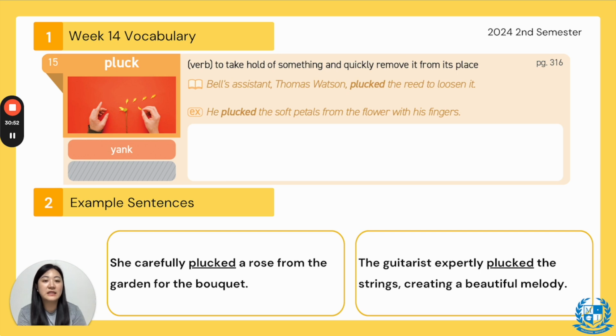Next one, it says the guitarist expertly plucked the strings, creating a beautiful melody. So yes, also if you play violin, viola, or the cello, you can also pluck your strings, right? You're holding it like this and you have your bow. You can play your violin like this, or you can pluck, pluck, pluck.